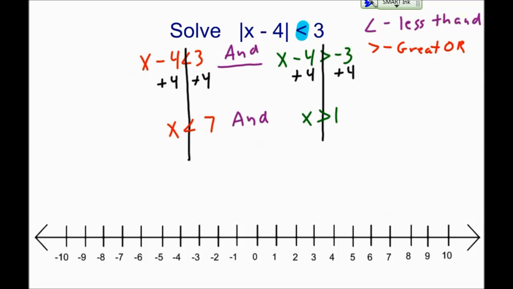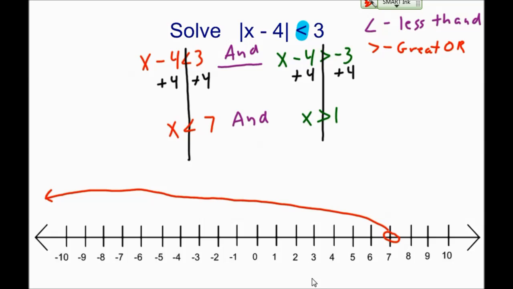So let's graph this inequality. I'm basically just going to graph both of these inequalities on the same line and see what happens. First of all, I have x less than 7. So let me graph that. For this one, we're going to have an open circle because it is not equal to. And then I'm going to go to the left. I want to show all the numbers smaller than 7.